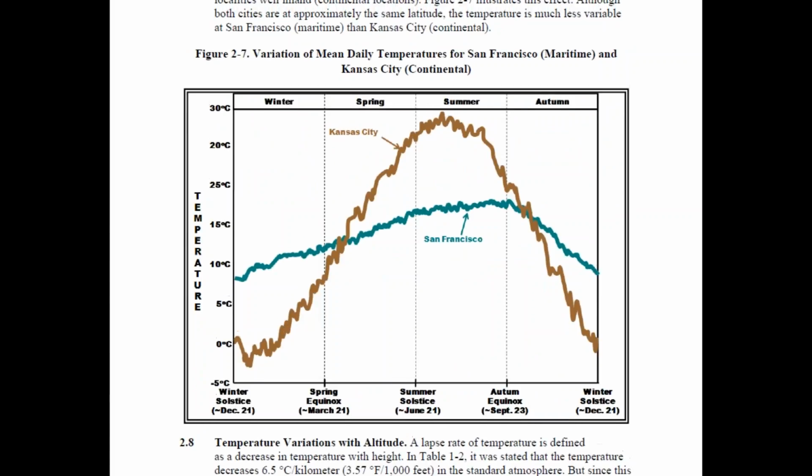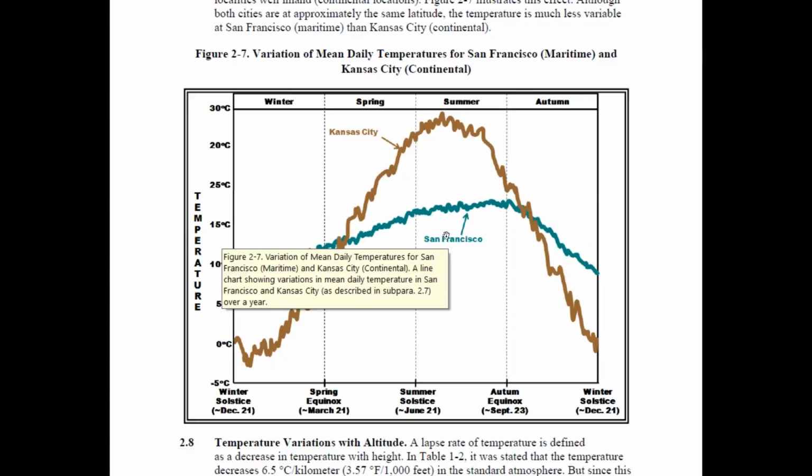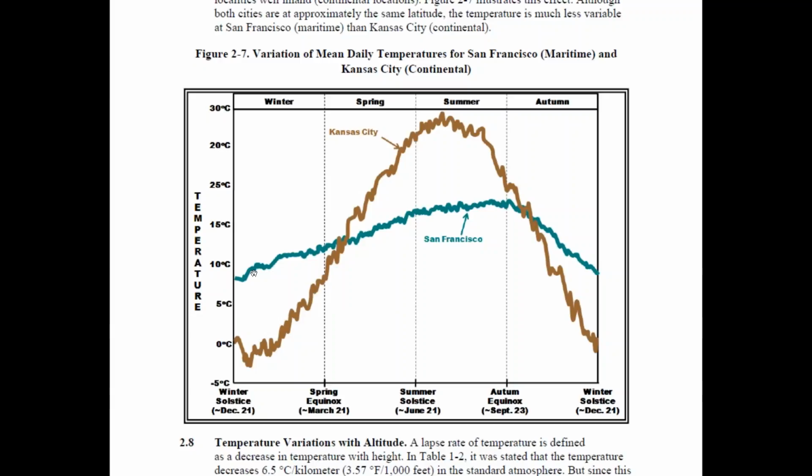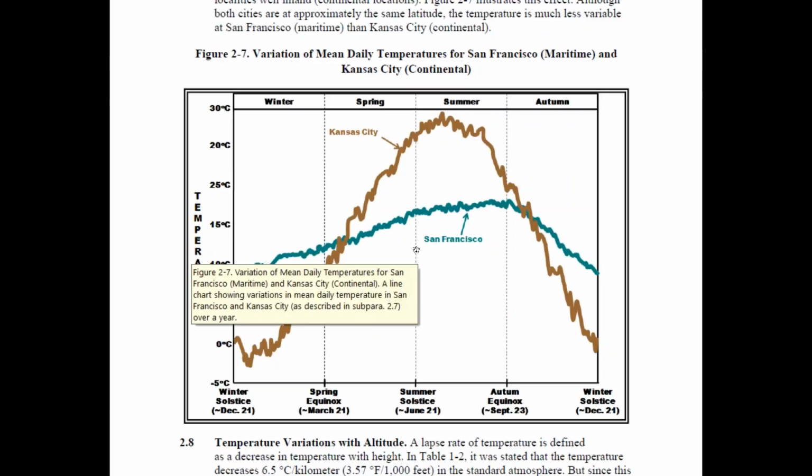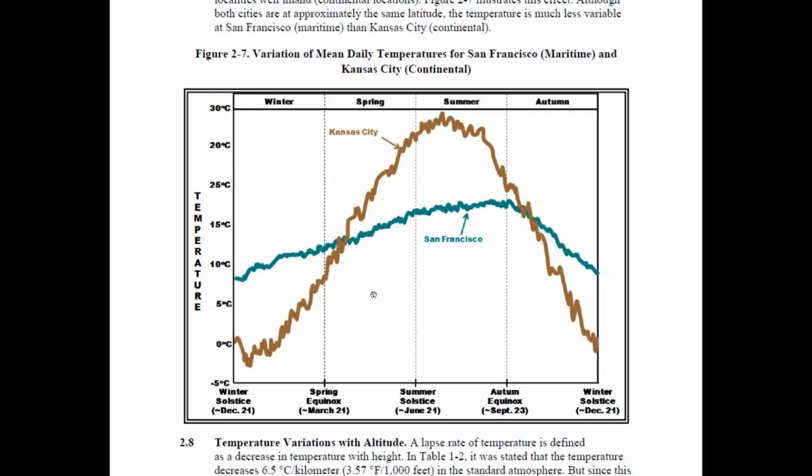This is showing an example of Kansas City compared to San Francisco. The fact that San Francisco is located on the coast next to a body of water means its annual average temperature is way more moderated, simply because it's next to a body of water. Water always moderates the land next to it. So even in winter San Francisco gets colder, but not way colder, and in the summer it doesn't get all that warm either.